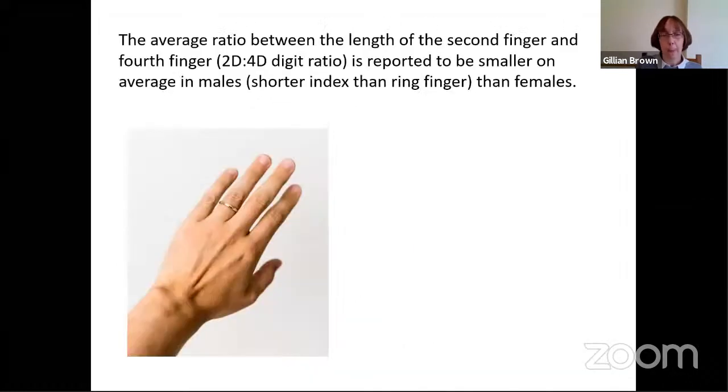I just wanted to take one moment before I finish on thinking back about evolution to point to the digit ratio literature, which you might have come across, and you might all be looking at your hands now in front of the screens. But there's a very small difference in some data sets in terms of the relative lengths of the second finger and the fourth finger.